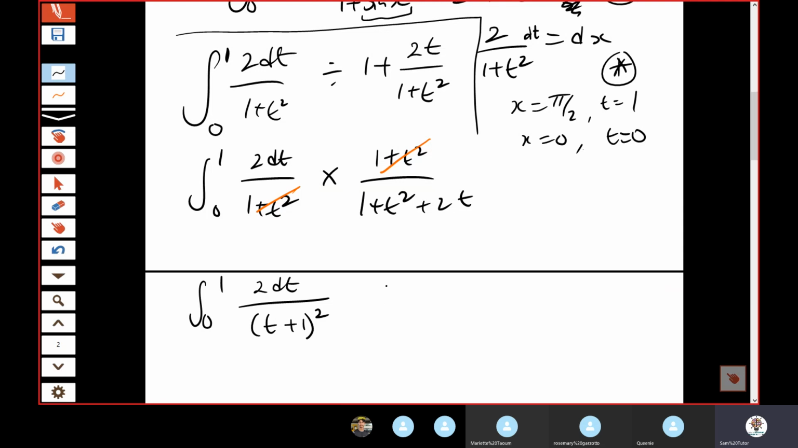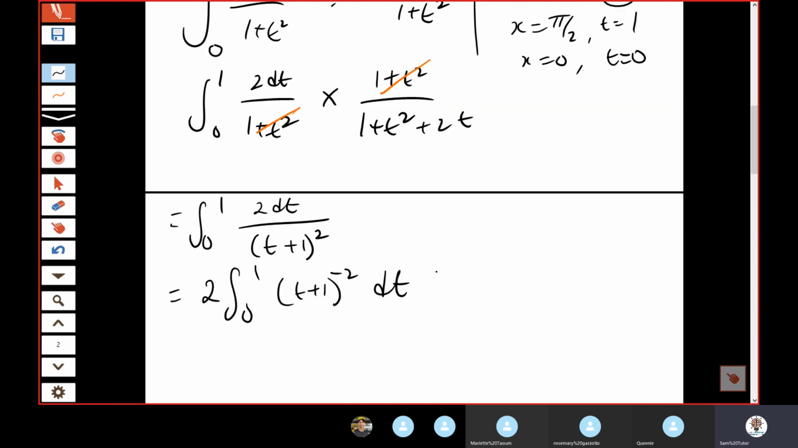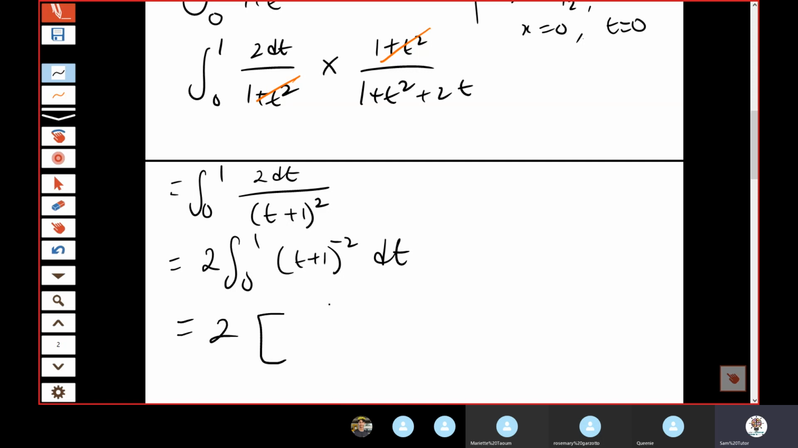That becomes a perfect square. And then that's just normal integration now. So it's normal integration, because it's not attached to anything else, so it's not an inverse tan or anything like that. Just bring it up, dt, and finish it off. 2, open bracket, t plus 1. You add 1 to the power, over the power, 0 and 1.